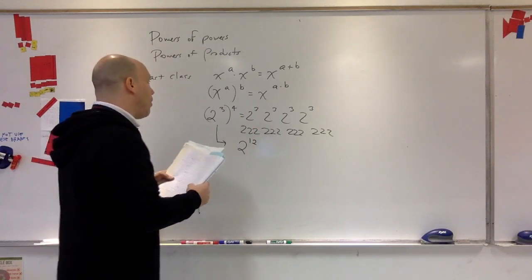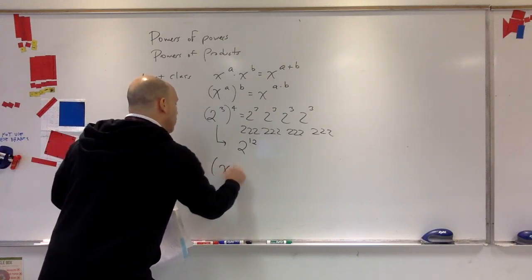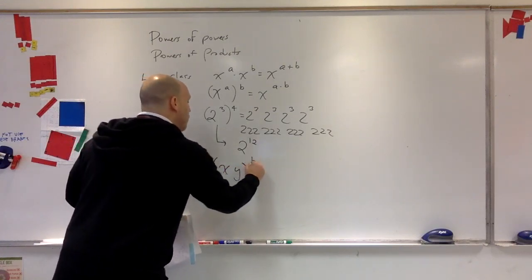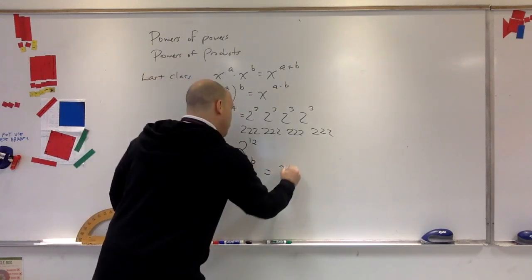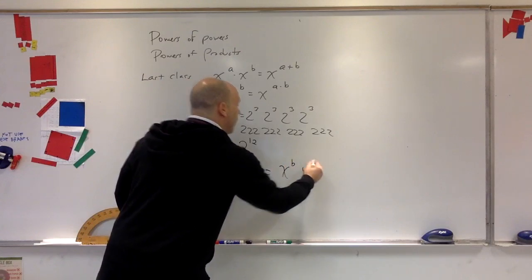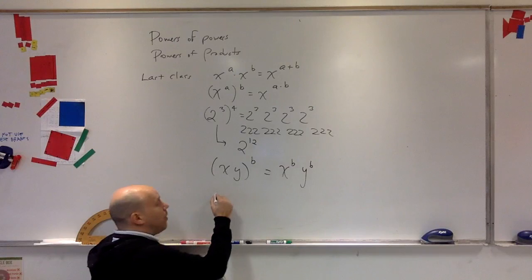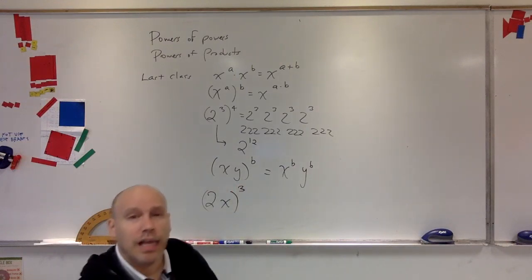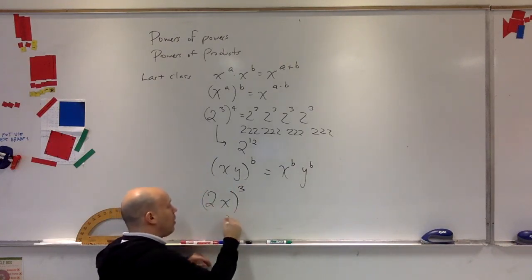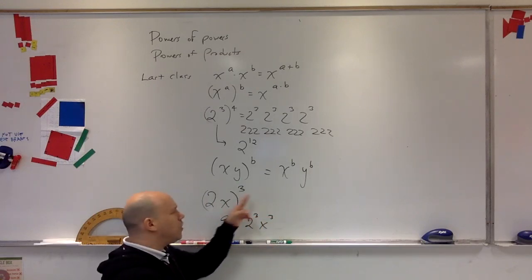The next thing we need to know is if I have a product and I raise that to the b power, kind of like the distributive property, it's x to the b, y to the b. And a good example of that is something very simple. How about 2x to the third power? The claim is that the answer is 2 to the third, x to the third. Let's just see how this works out.